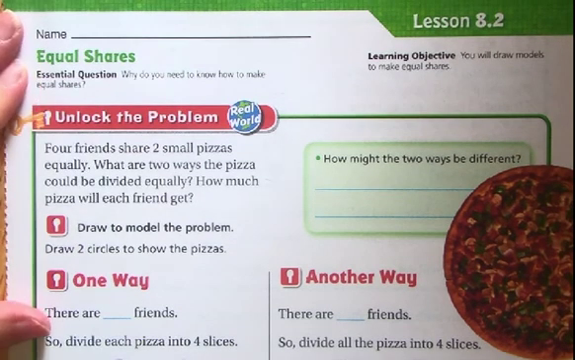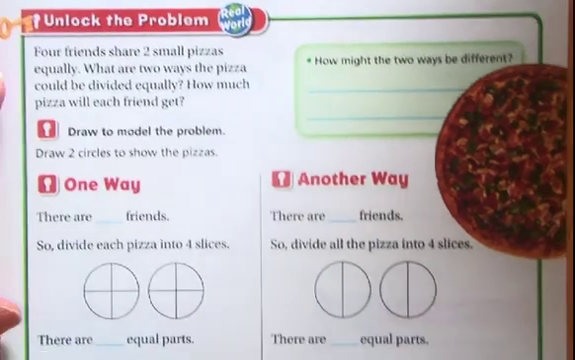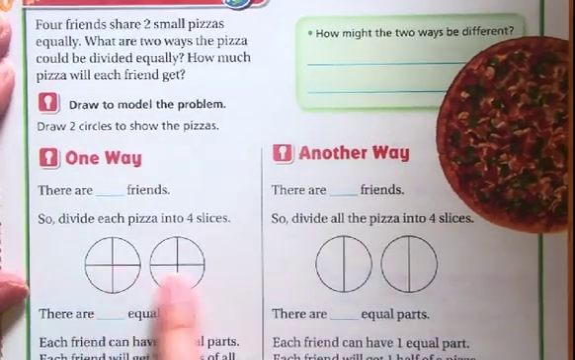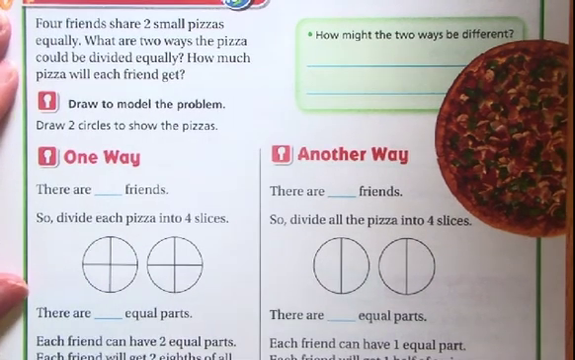Okay, so let's get started on this lesson, shall we? We just did the intro lesson and lesson 1, which gave us the ideas behind what it means to be a fraction. In this case, we're now going to talk about true equal shares. 4 friends share 2 small pizzas. And no, they're not real pizzas. There are imaginary pieces here. And it says, what are 2 ways the pizzas can be divided equally? And how much pizza will each friend get?